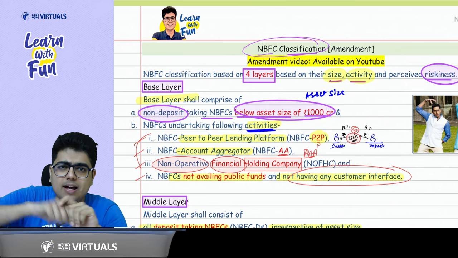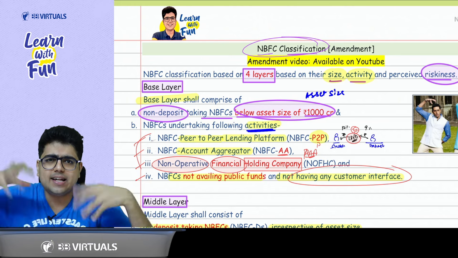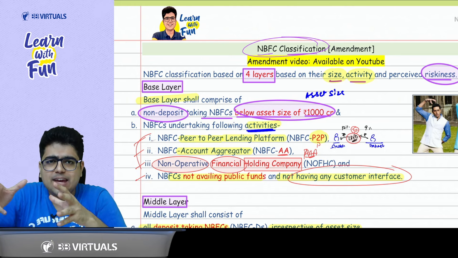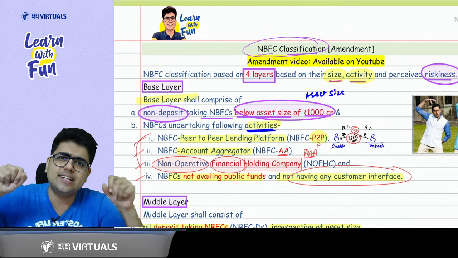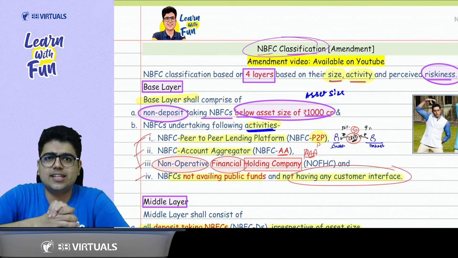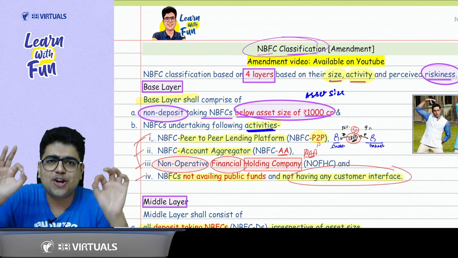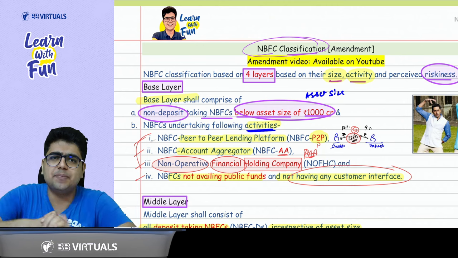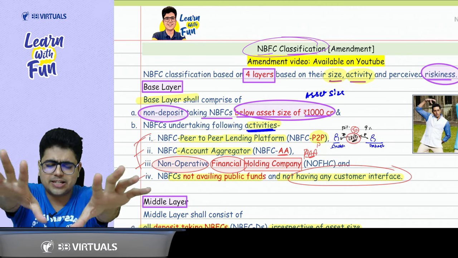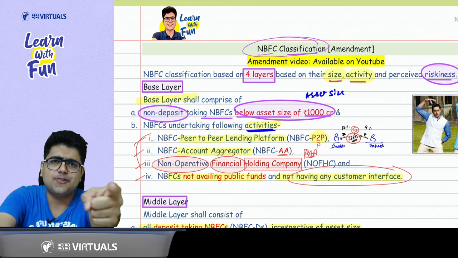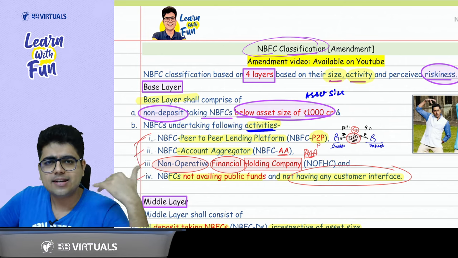Sir, what do you mean by PA? P for P2P lending, NBFC not doing anything. A for accounts aggregator, just collecting the information. NBFC not doing anything. And not doing anything means non-operative financial holding company. And the last one is not having any customer interface, not accessing public funds. You remember everything? Take a chill pill.